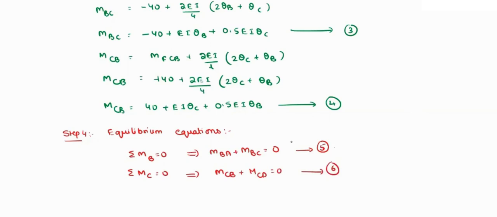So by solving these 2 equations, the unknowns are again theta B and theta C. So you are going to solve the equations, right? So now I am going to consider MBA plus MBC.